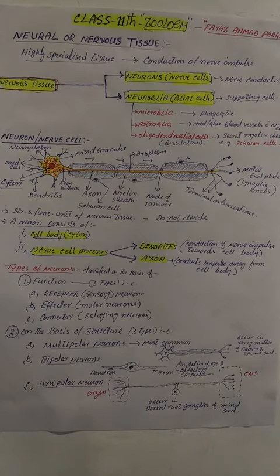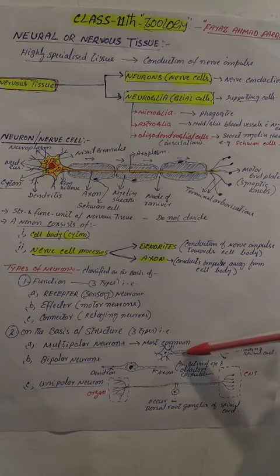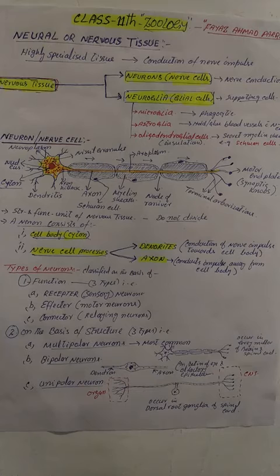So far the multipolar neurons are concerned, a neuron with many processes is said to be multipolar. Such neurons occur in the gray matter of the brain and spinal cord. These are the most common type of neurons in the nervous system. This is the multipolar neuron. After this, the bipolar neuron.